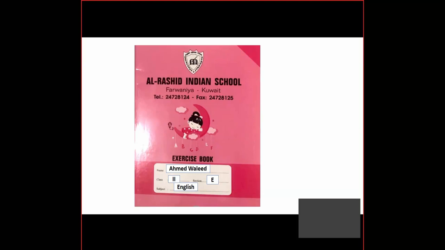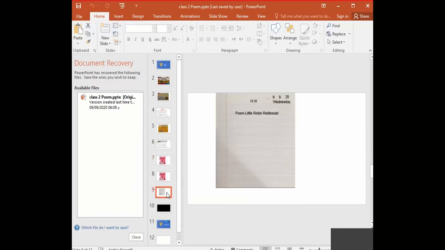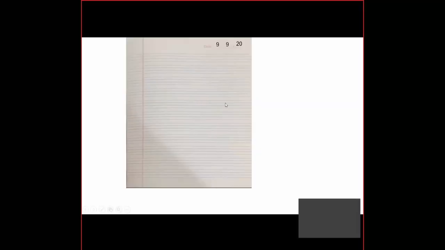In that same English notebook, you will take a new page and you're going to write today's homework. So I will give you today's homework. See, you are going to write it like this, okay? I'm just showing you, this is an example. You will write today's date. Listen to me carefully. You will start with today's date. Okay? Number one. Number two, you will write day. Number three, you're going to write homework. Number four, you will write poem, Little Robin Red Breast. Okay, children? This is what you will do for your homework.